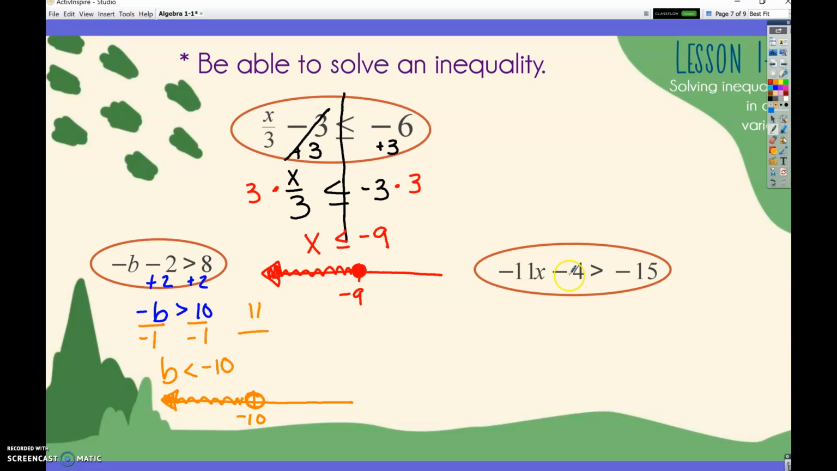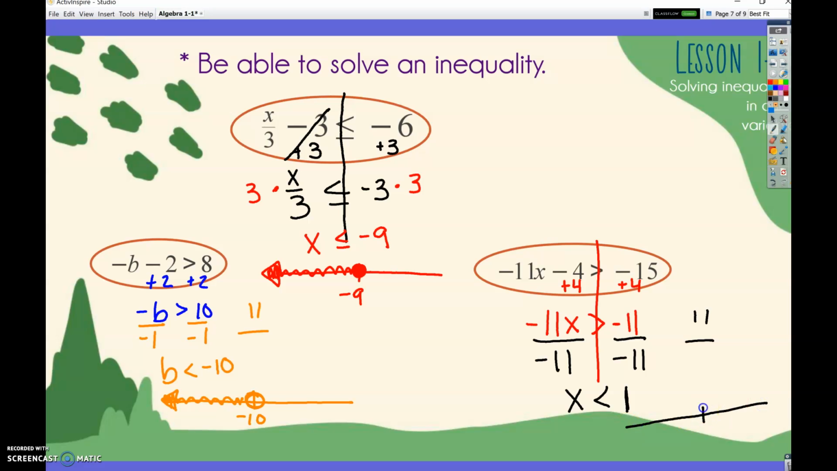Let's try one more. If we want to add 4 to both sides, we would drop down our inequality and we'd have negative 11x is greater than negative 11. Here comes that tricky part of if we divide by negative 11 and you have an inequality. Negative 11 divided by negative 11 is a positive 1, and my x stays here, but dividing by a negative changes the inequality. So instead of greater than, it now becomes less than.